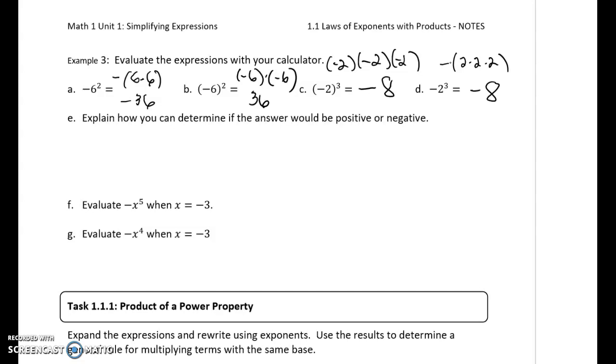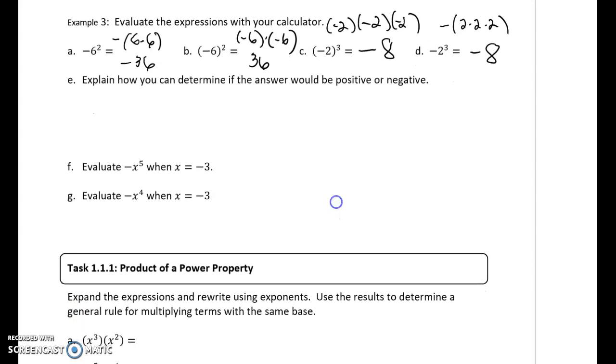Okay, I'm going to move on down to part F and G. And when you're asked to evaluate problems like these, it's important, again, that you are using parentheses. Okay? So here we got negative x to the 5th. It says evaluate negative x to the 5th when x is equal to negative 3. All right, so what we know we have to do is plug that negative 3 in for x. So what we have to do is to make sure that we set it up like this, right? So that negative that's next to the x is that negative right there. That 5 is definitely that 5 as an exponent.